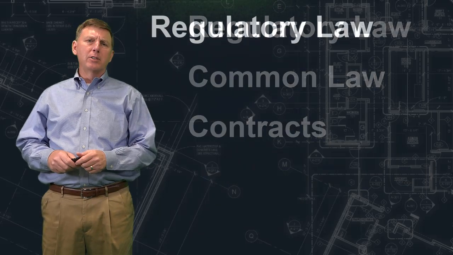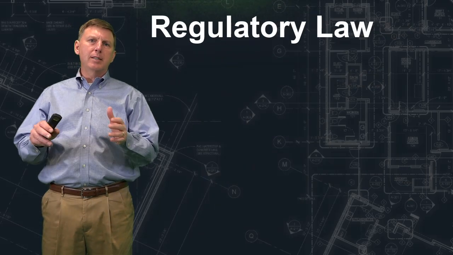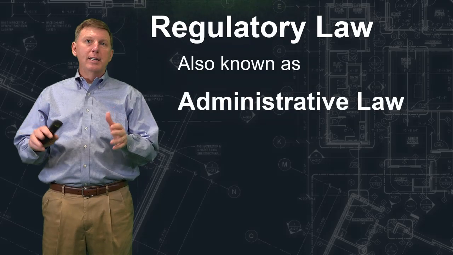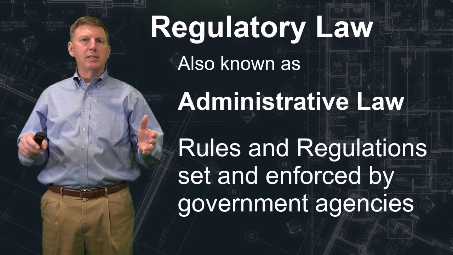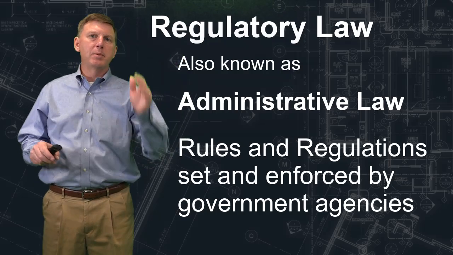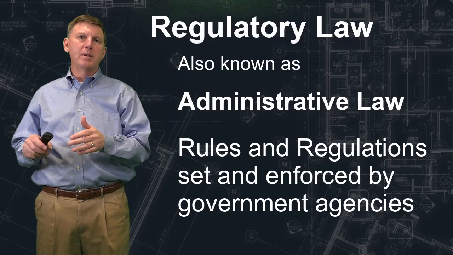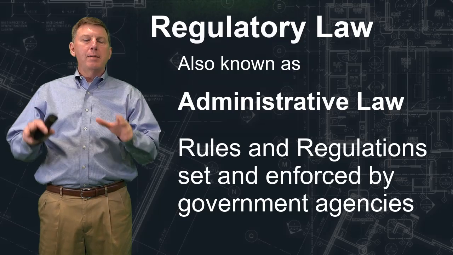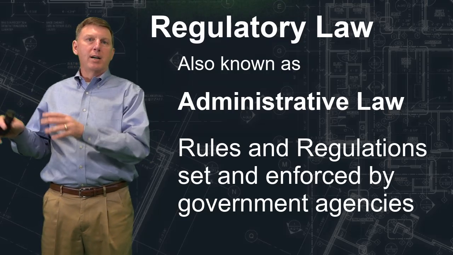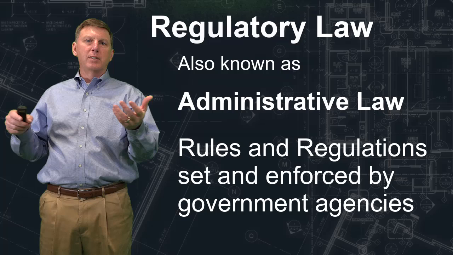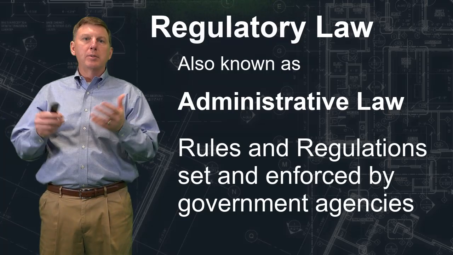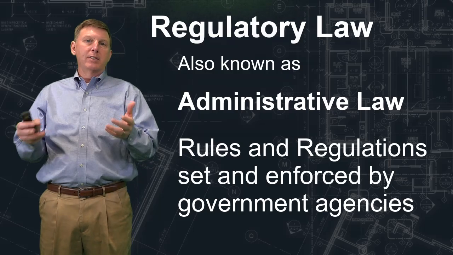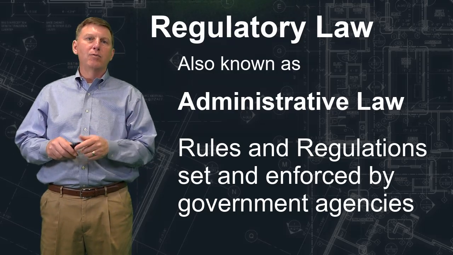So let's start with regulatory law. This is sometimes called administrative law, and it is the rules and regulations that are set and enforced by government agencies. That government agency can be the federal government, the state government, or local government, but they're set by departments authorized by the legislation of those different agencies, and they act as laws. So departments can come up with these rules at any given time, and then they're enforced.